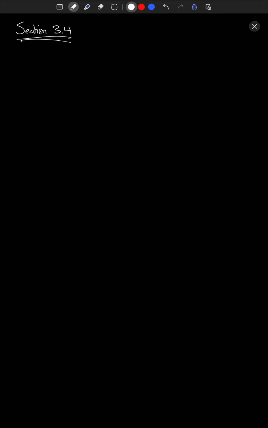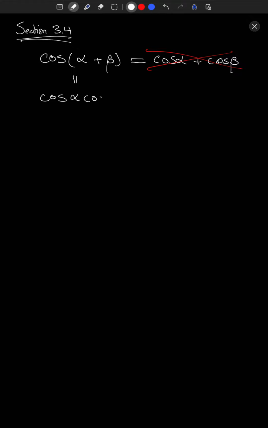All right, so this is section 3.4. This is a continuation of what we talked about in section 3.3, which was the identity for cosine of the sum of two angles. And remember that it's not this guy here, cosine alpha plus cosine beta. In fact, almost for no functions does this kind of breakdown work. We have to work pretty hard to figure out that this is actually equal to cosine alpha cosine beta minus sine alpha sine beta.